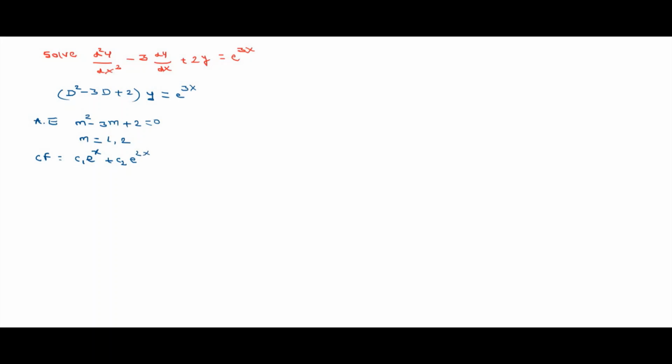This is the complementary function. Now we have to find the particular integral for the right hand side term, e raised to 3x. So how to find the particular integral? 1 divided by f of d, where f of d is d square minus 3d plus 2, into e raised to 3x. We compare this e raised to 3x with e raised to ax. Then what is the value for a? A is equal to 3.